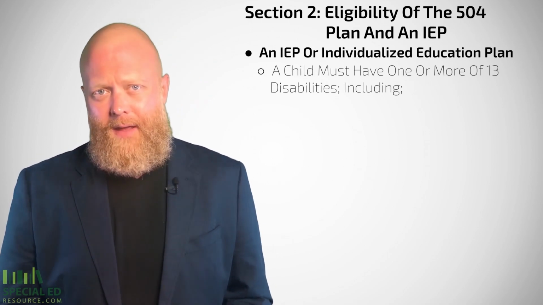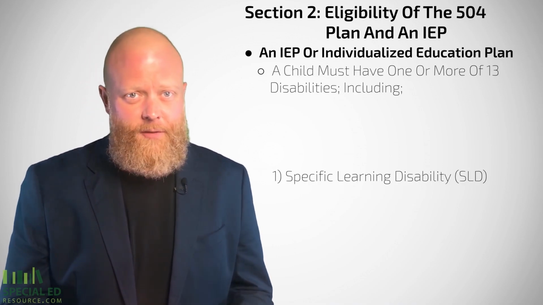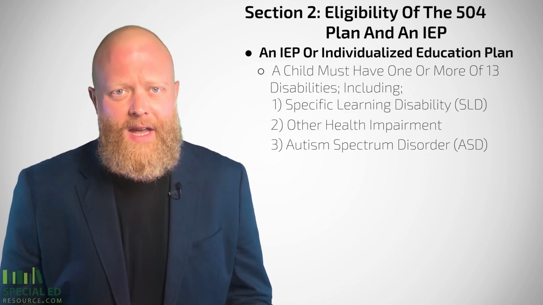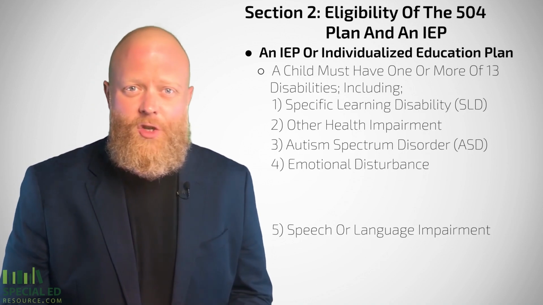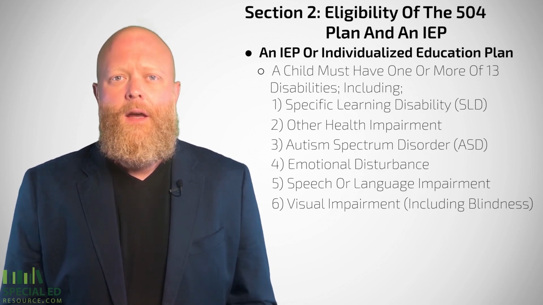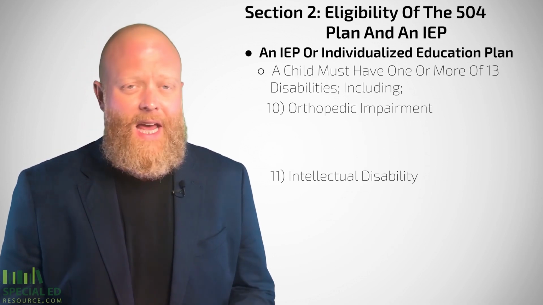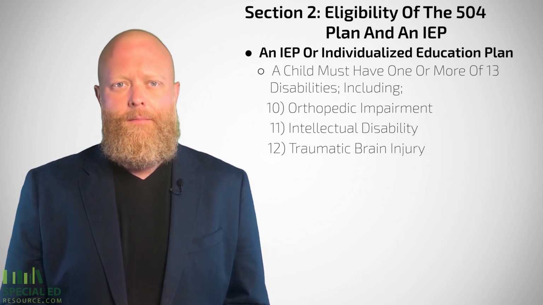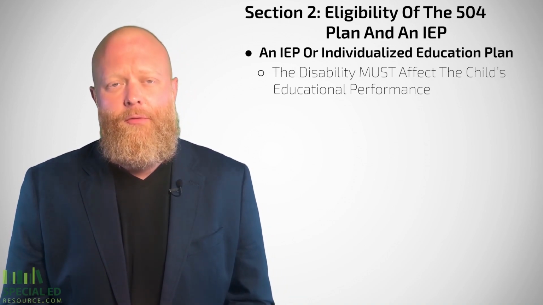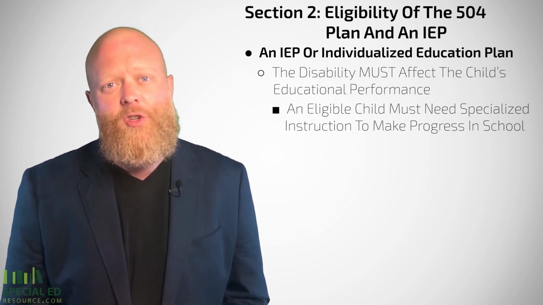To be eligible for an IEP, a child must have one or more of 13 disabilities, including specific learning disability or SLD, other health impairment, autism spectrum disorder or ASD, emotional disturbance, speech or language impairment, visual impairment, which includes blindness, deafness, hearing impairment, deaf-blindness, orthopedic impairment, intellectual disability, traumatic brain injury, multiple disabilities. The disability must affect the child's educational performance. In other words, an eligible child must need specialized instruction to make progress in school.